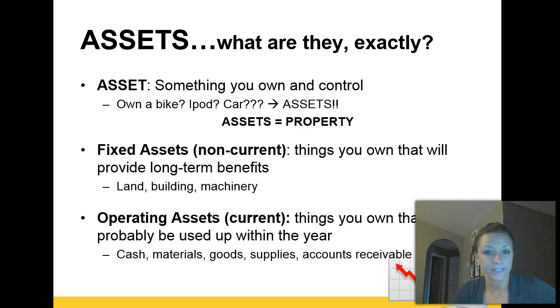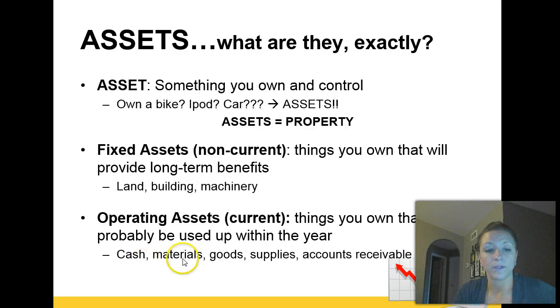Then in business terms, we have some assets that are more specific. We have what are called fixed assets or non-current assets, kind of interchangeable terms. These are assets that you own that will provide long-term benefits, like land, a building for your business, or machinery. Your text has a good image for you here. I'll pull that over in a second. Those are fixed assets, assets that are going to last you a longer period of time.